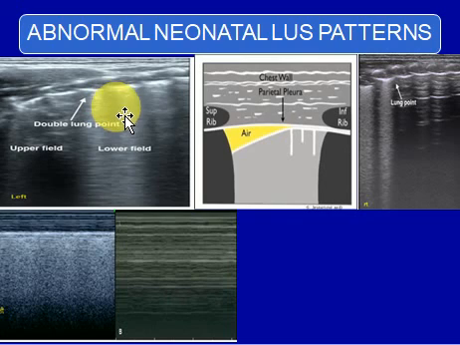Here, the double lung point, the lower part here has more B lines, and this is a new B line. This is pneumothorax, the lung point is between this pneumothorax and the lung, it is between this one. Here, the air, pneumothorax, and the normal lung, the area is called the lung point.